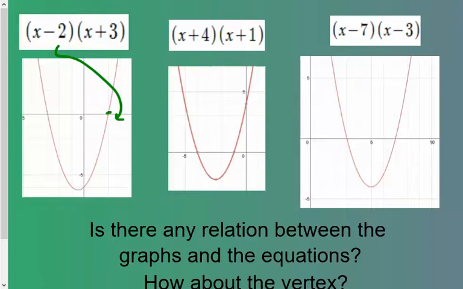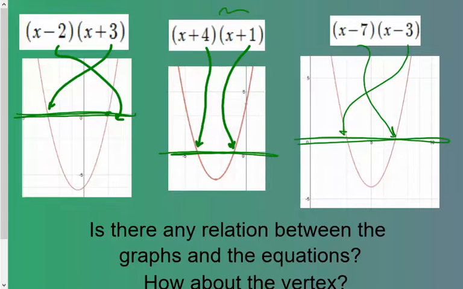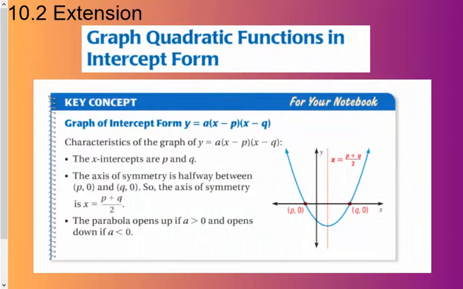You'll see this here is at 2, and this here is at -3. You'll see here this is at -1. This here is at -4. You'll see here this is at 7, and this is at 3. So all of these spots where the graph crosses the x-axis, those are the solutions, or the roots of the equation. So like if we solve this, it'd be x equals 2, x equals -3, and those are the values where the graph crosses the x-axis. So that's going to be what we're working with today.